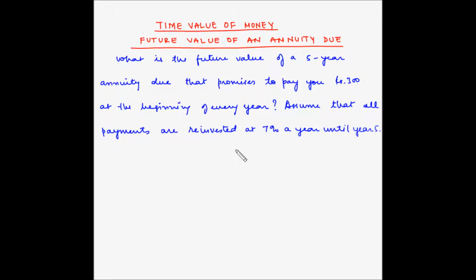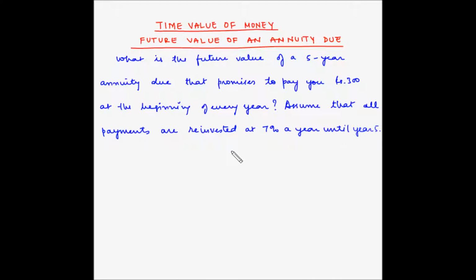Let us look at another example of time value of money, where we will see multiple methods of finding out the future value of an annuity due. So the problem at hand is, what is the future value of a 5-year annuity due that promises to pay you rupees 300 at the beginning of every year? Assume that all payments are reinvested at 7% a year until year 5.